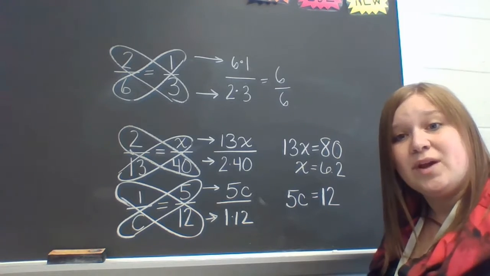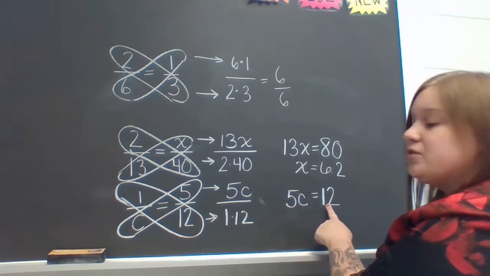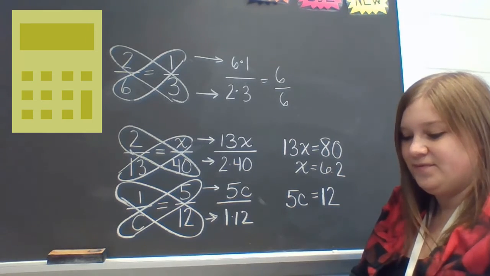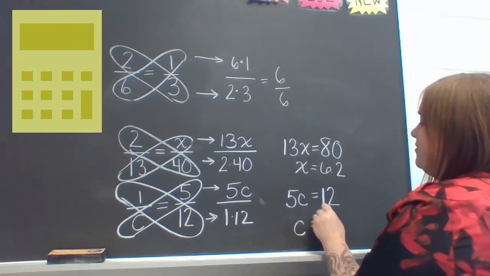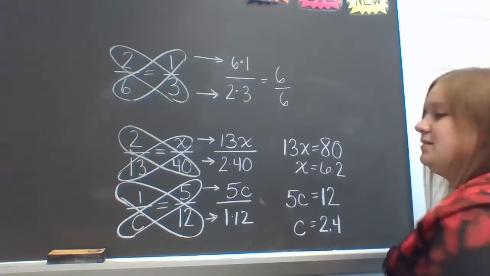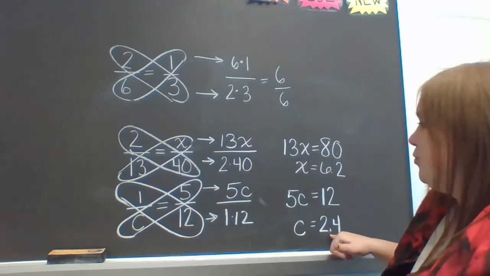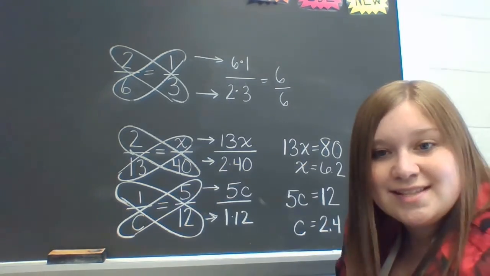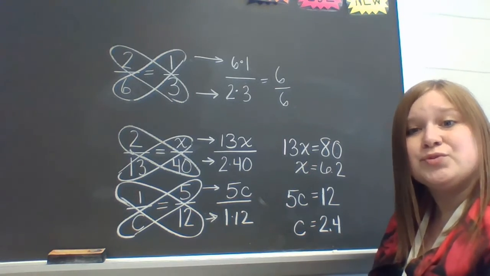Again, one-step equation. 5 times something equals 12, so we divide. 12 divided by 5 is 2.4. So C equals 2.4. That means in this ratio, 2.4 would go here, and that would make these two fractions the same. Okay? That would set up your proportional relationship with two ratios.